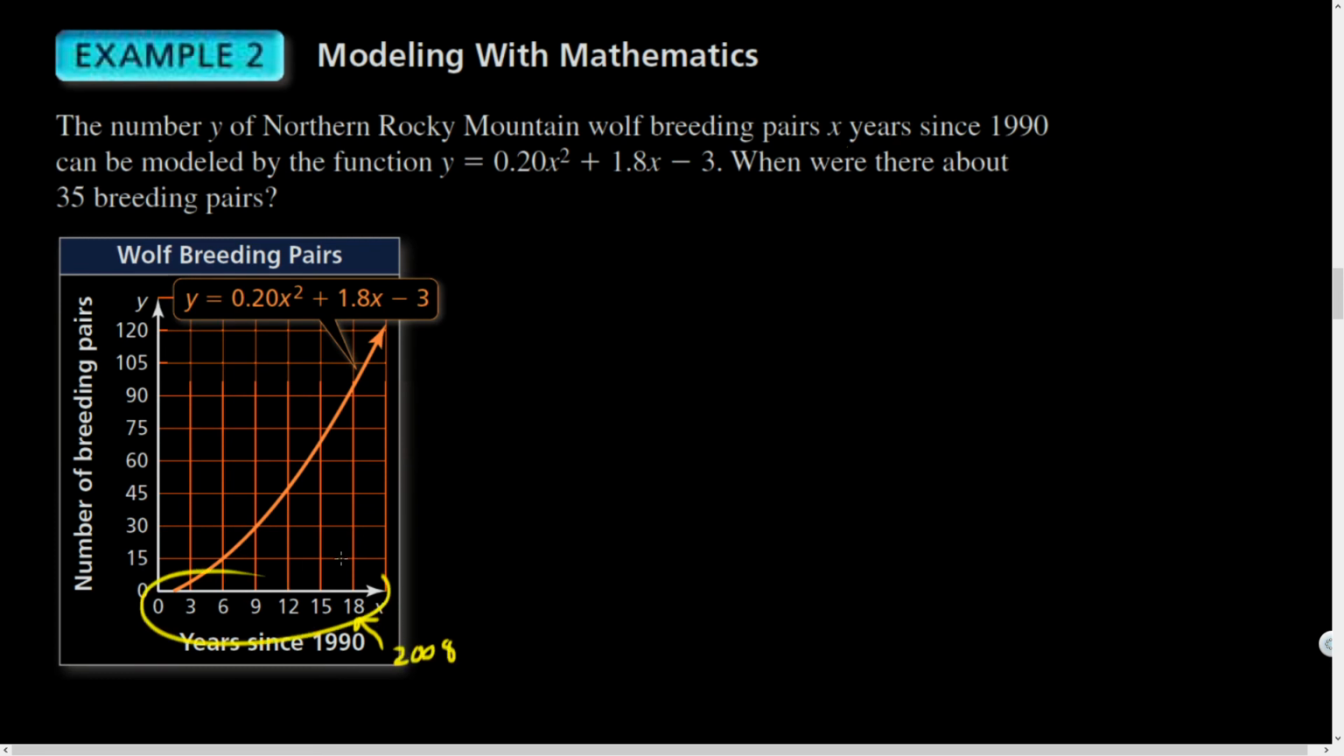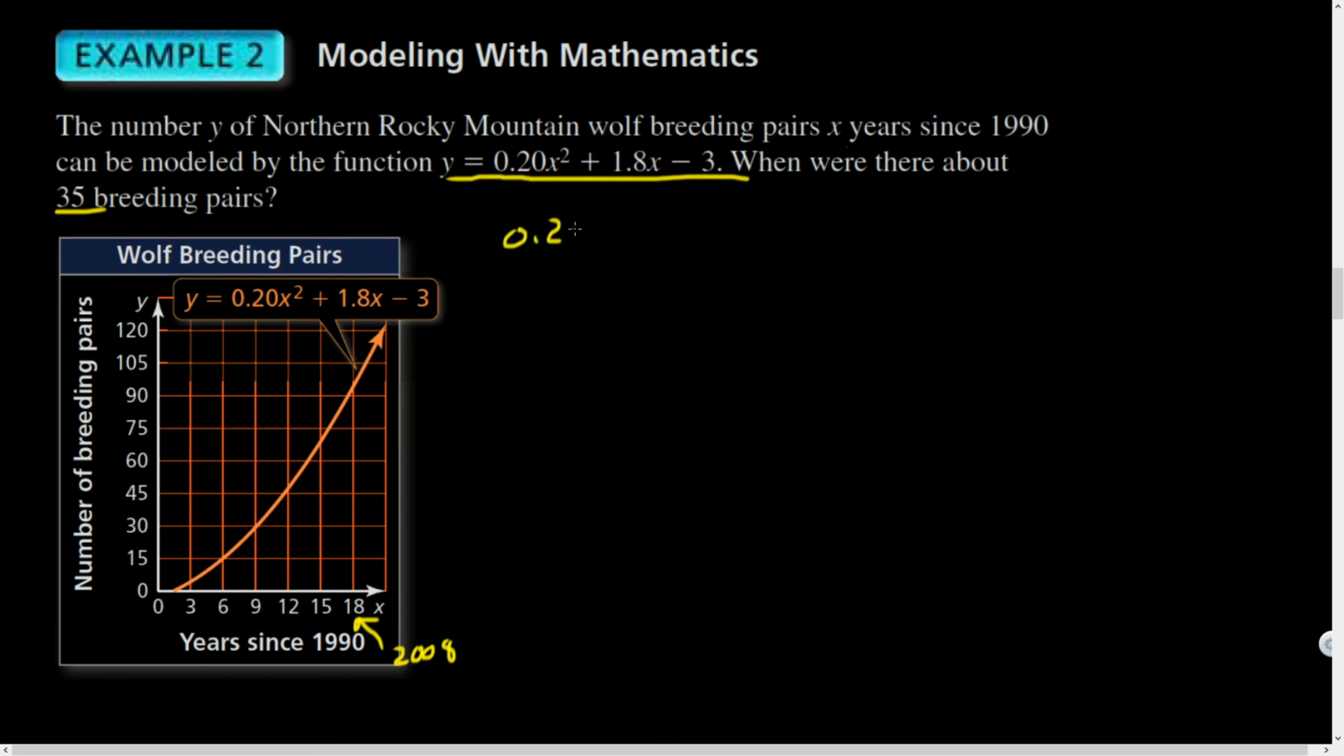And so if I wanted to calculate when x is 30, for instance, that would represent 2020, the year that I presently reside in, if this model happened to continue. And so here's an equation that represents that function. And then they said, when were there about 35 breeding pairs? So the number of breeding pairs is the y-axis. And so I could just plug 35 in for y. So let's do that.